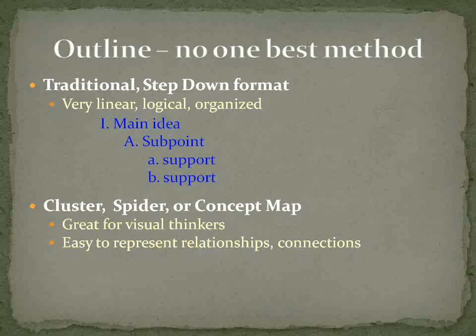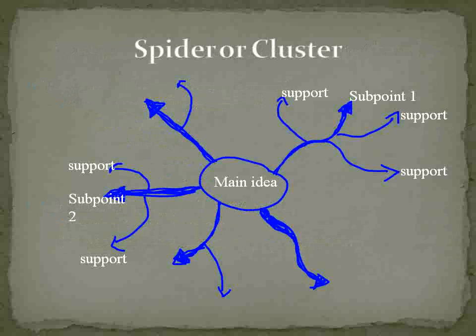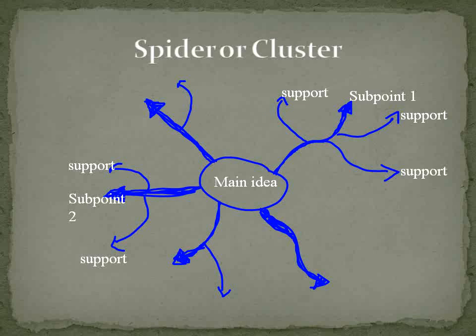The key is to use whatever template or system works best for you, whether it's a traditional linear outline, such as this one, which uses the step-down method with Roman numerals, letters, and numbers, or this one, which is usually called the spider or cluster method. Perhaps you organize by simply writing your ideas and points down on note cards and then spreading them out on a table and rearranging them. Again, use whatever system works best for you to ensure that your paper is well developed and clearly structured.